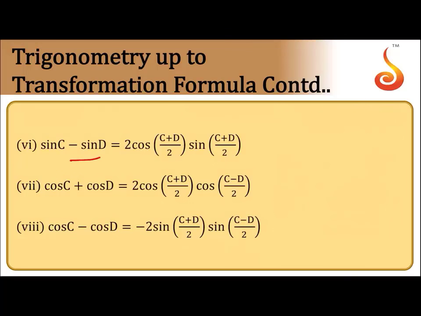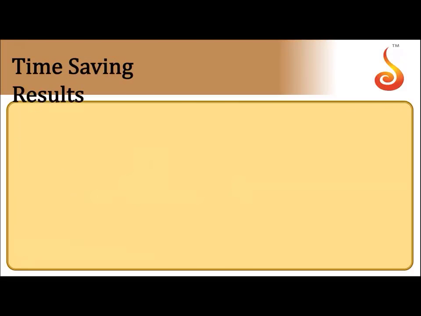Sine C minus sine D is equal to 2 cos C plus D by 2 sine C minus D by 2. And cos C plus cos D is equal to 2 cos C plus D by 2 cos C minus D by 2. Cos C minus cos D is equal to minus 2 sine C plus D by 2 sine C minus D by 2. These are the transformation formulae.